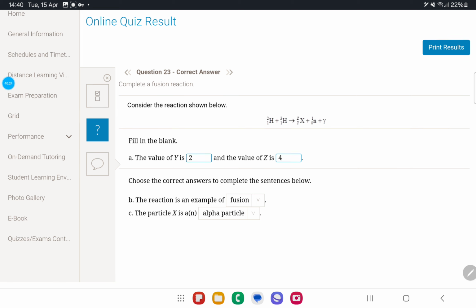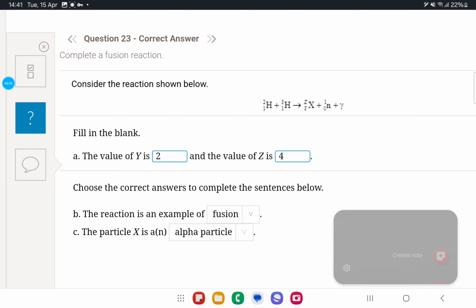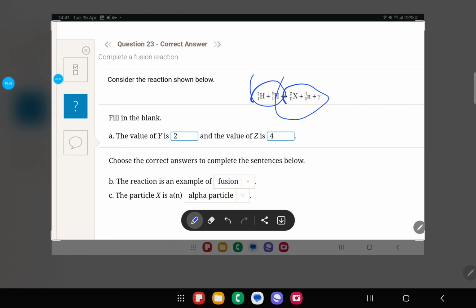Okay, consider the reaction shown below. They're asking for the value of y and the value of z. We can see here that it's a fusion reaction, since these two nuclei are fusing to form a heavier nucleus. So they're asking for the value of y over here, and it says it's 2, and the value of z is 4. Why? Let's see.